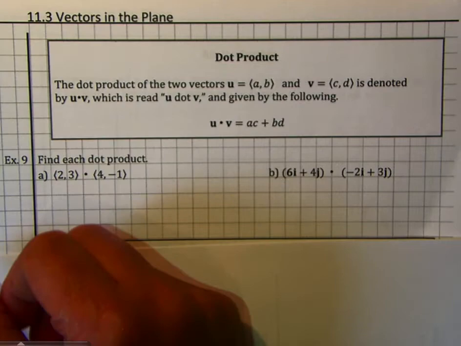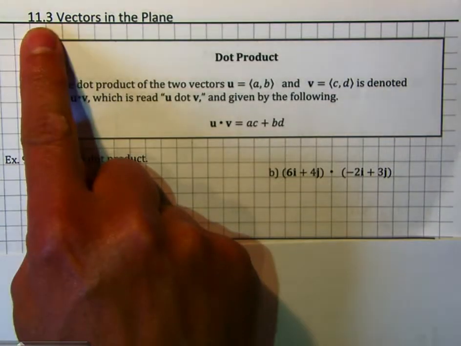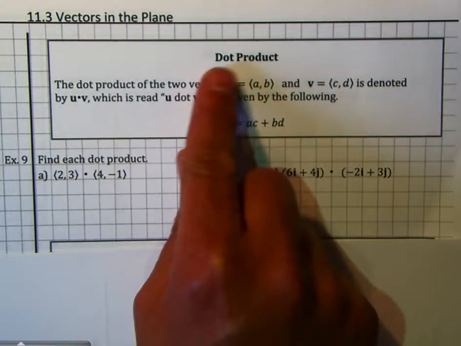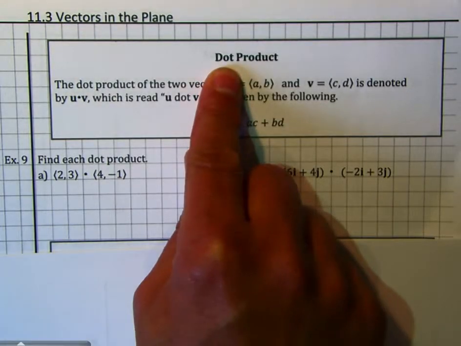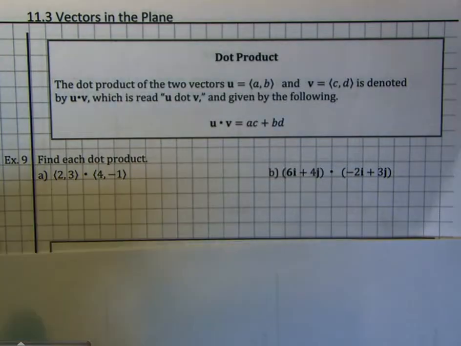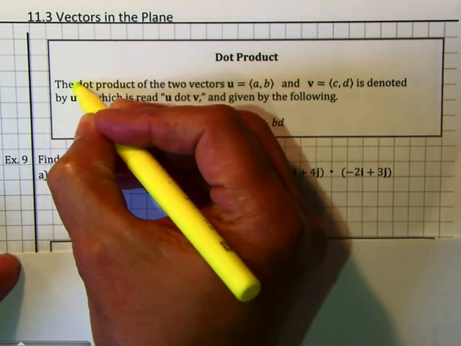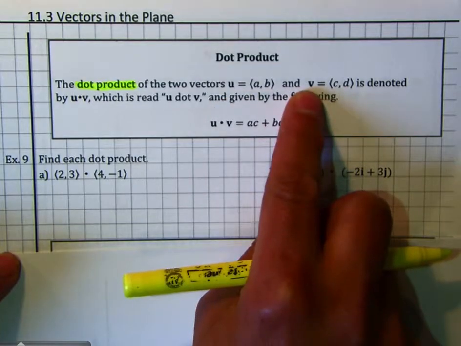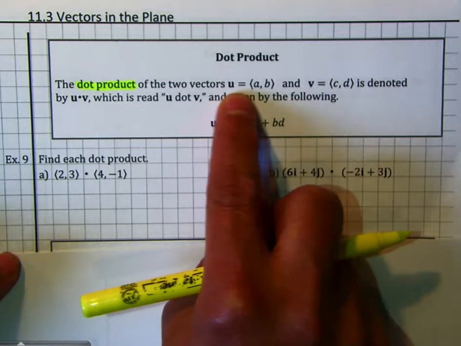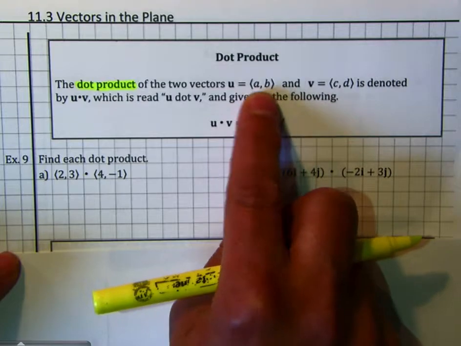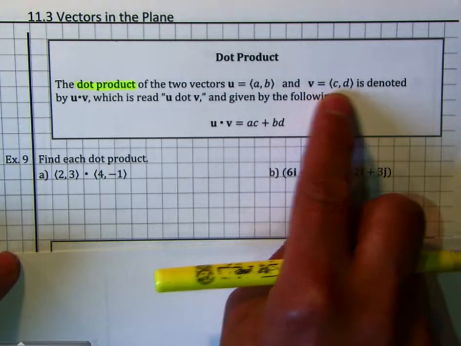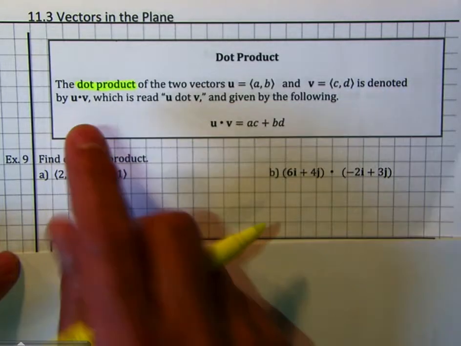Today we are going to continue with section 11.3, vectors in the plane, and we're going to continue by finding the dot product. Now, the dot product of two vectors, vector u and vector v, where vector u has the components a, b, think of that as your x and your y, and your vector v is c, d, is denoted by the following.